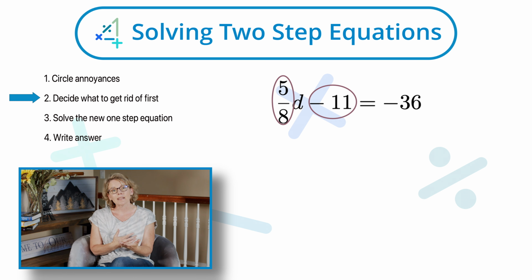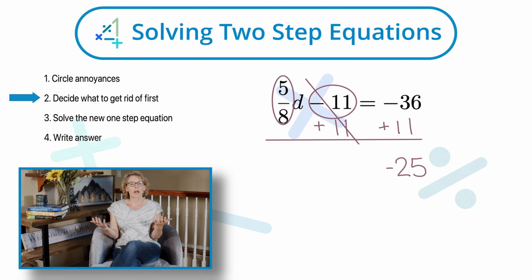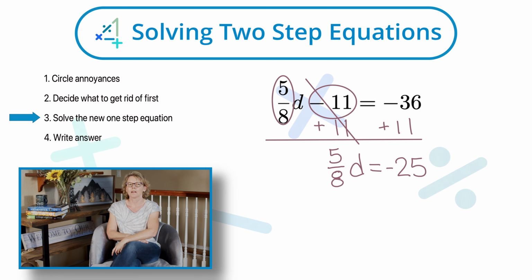So I'll add 11 to both sides, drop it down underneath, line, slash, then do negative 36 plus 11. I think of these as if I spent $36 and then I earned $11, I will still owe $25 for an answer of negative 25. Now we're at 5/8 d equals negative 25. Take care of that 5/8 now.